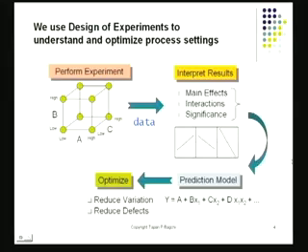And that is really the objective of today's lecture. I have an example here, and I'm going to take a couple of minutes to explain what this example is. It's the optimization of a process using experiments.